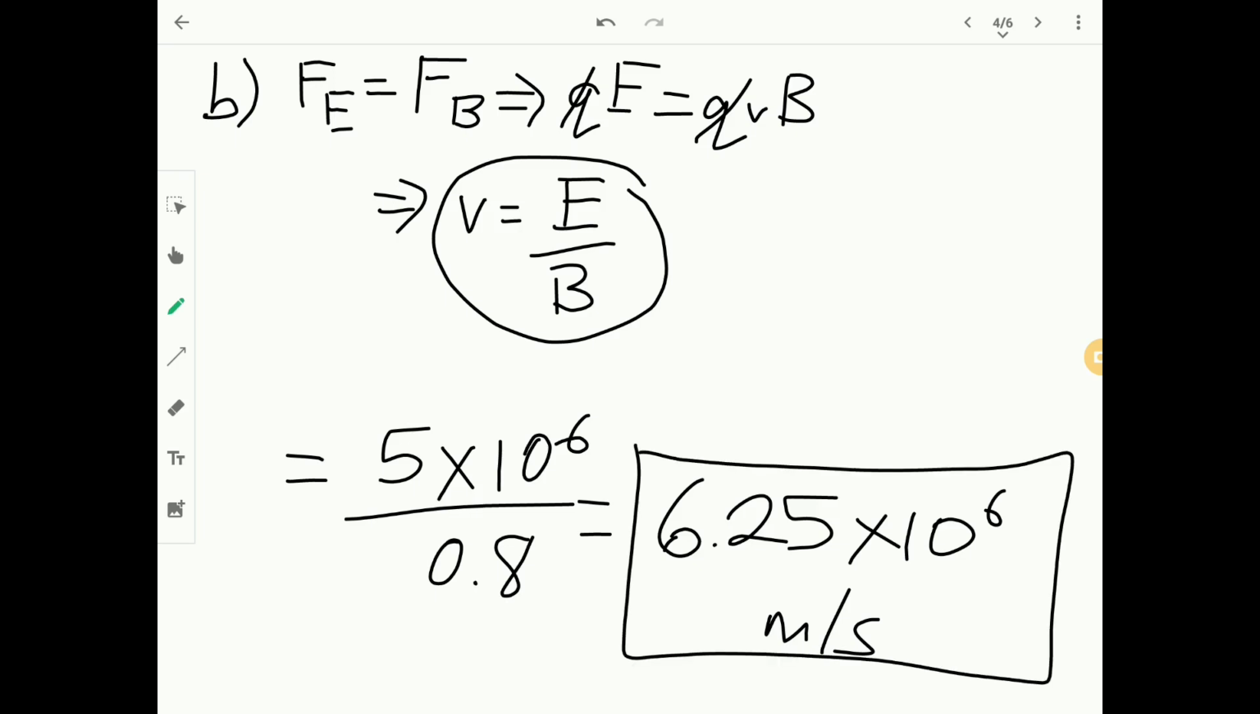So in the velocity selector, the only formula that we actually need to know is this, because we should know that the electric force has to equal the magnetic force, and then we can substitute, and then we can derive a formula. So this is how you solve part B. Number 3 now.